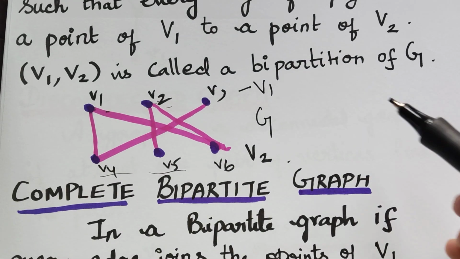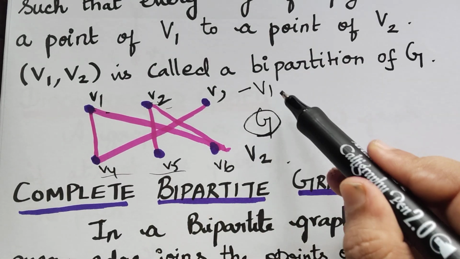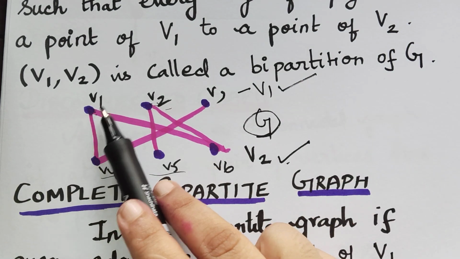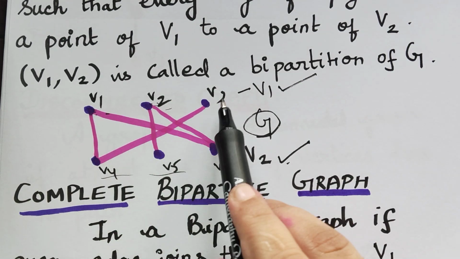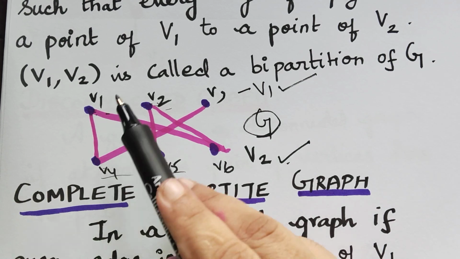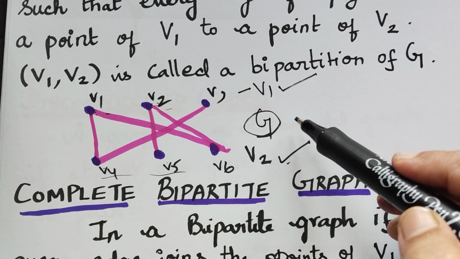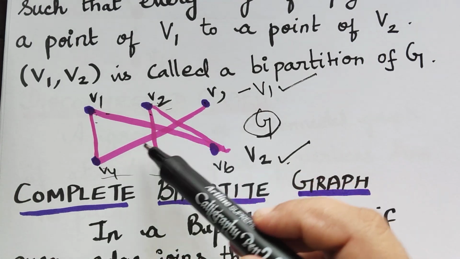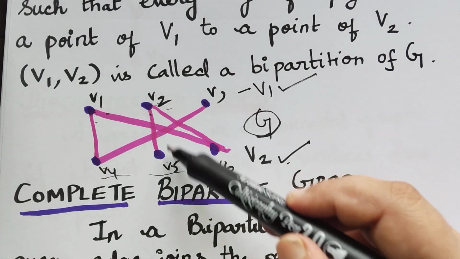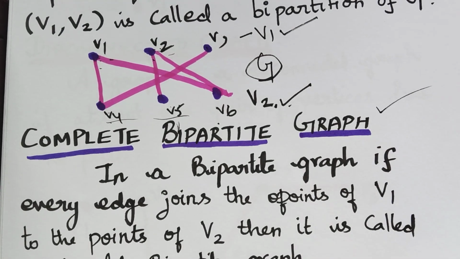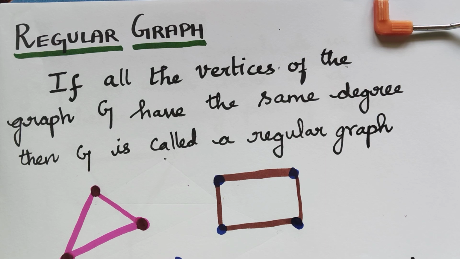So, if the vertices of G can be bipartitioned into two sets V1 and V2, with no edges between the vertices of V1 among themselves, and similarly none within V2, but there are edges from V1 to V2, then such a graph is known as a bipartite graph. If every vertex of V1 has an edge to every vertex of V2, then it is known as a complete bipartite graph. The next is a regular graph.